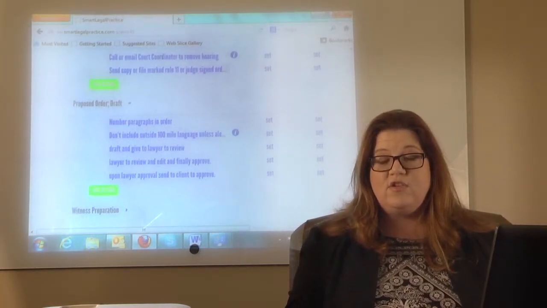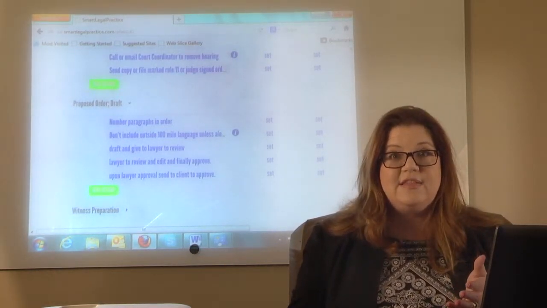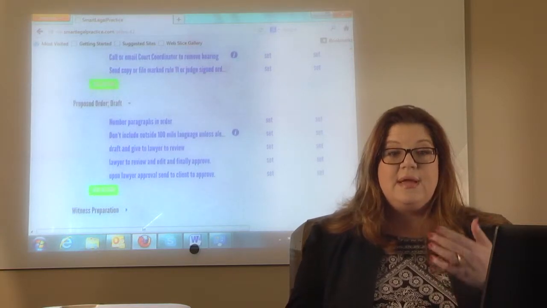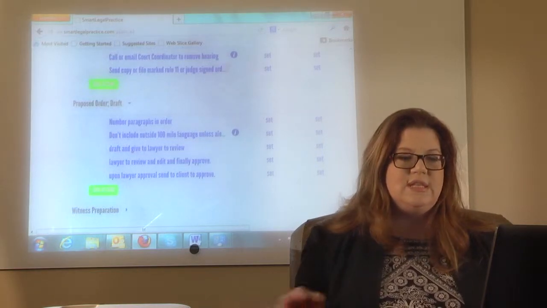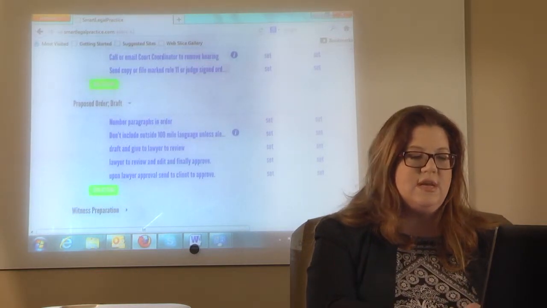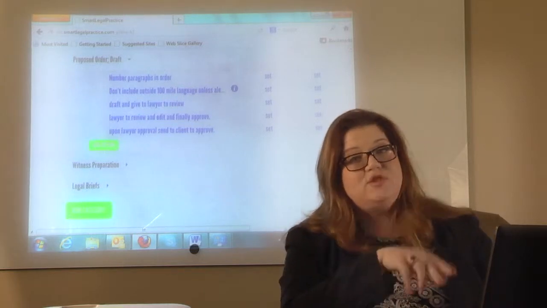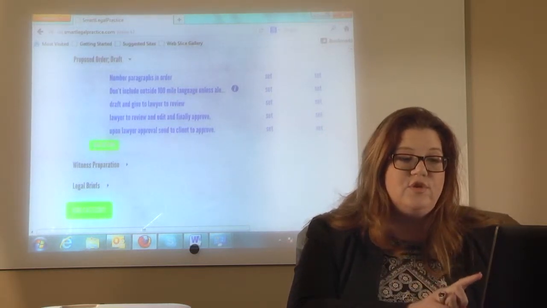Don't show up at the temporary hearing when your client hasn't seen the order that you're now asking the judge to sign, because that's a complaint area, right? They're saying, whoa, what is this? So you definitely want to do it in advance. And what's great about this tool is it reminds you to do that.